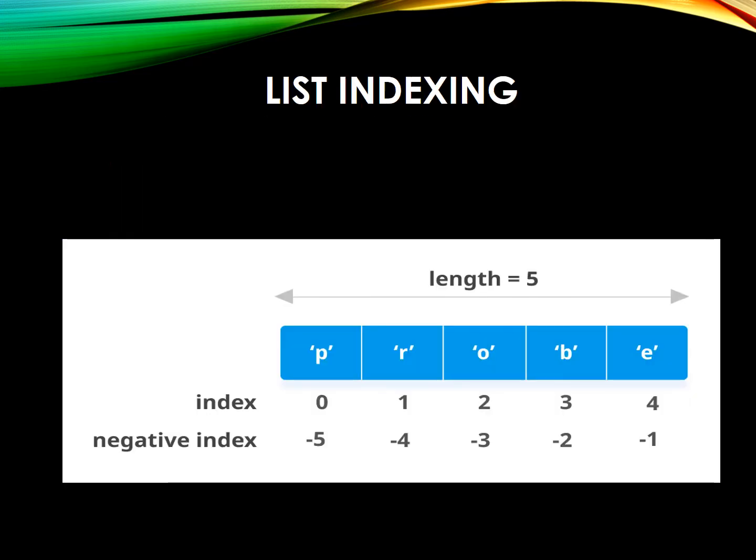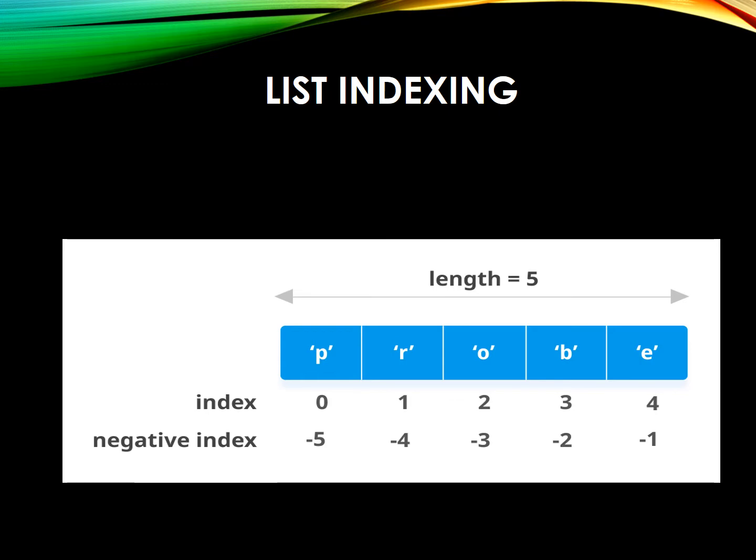List indexing. Whenever we create a list, automatically the indexes are assigned to every element in the list. From the left side, positive index are assigned, and if we check the elements from the right side, negative indexing is used. Like in the following example, the first element is P and it is given index 0.